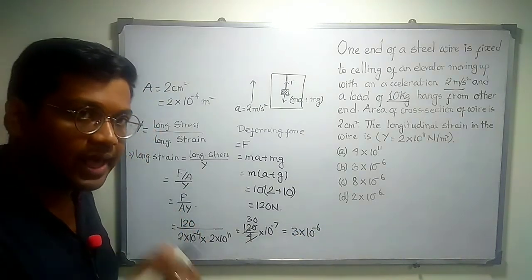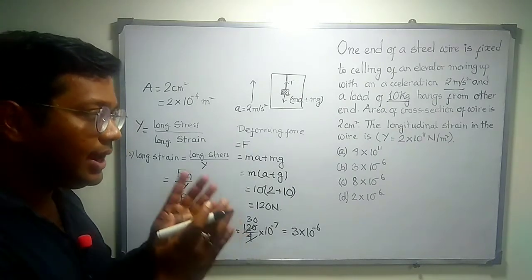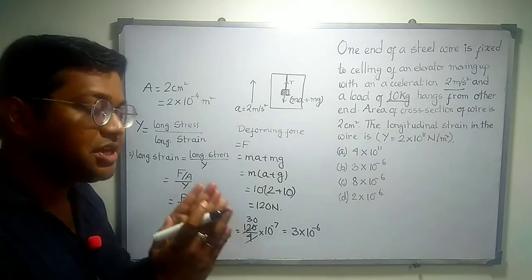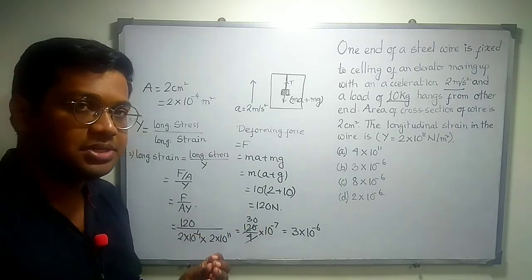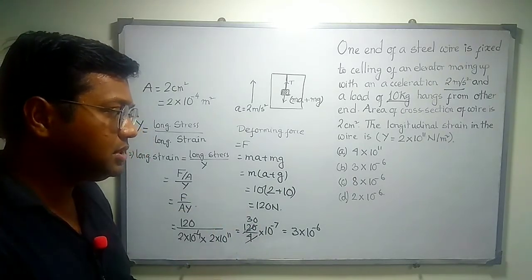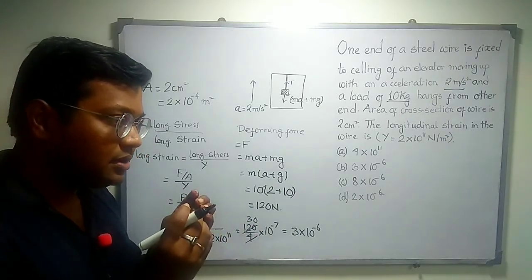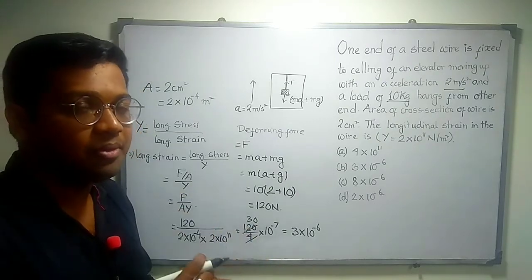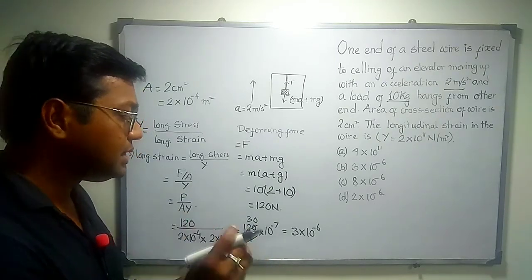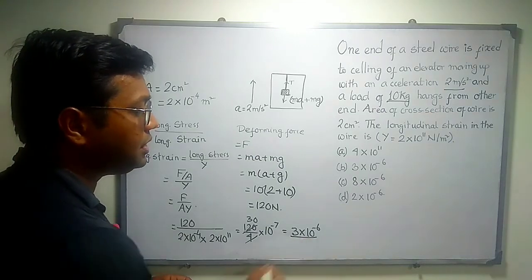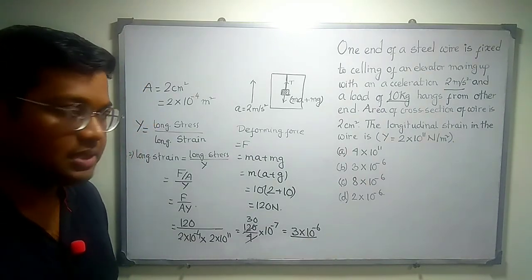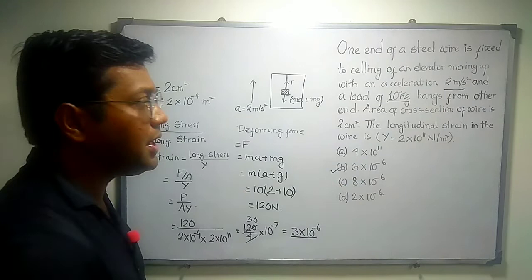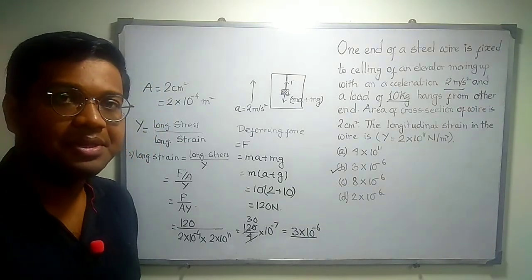Longitudinal strain, I repeat again, is the ratio of the change in length divided by the initial length. Since both are lengths, the ratio of the same type of quantities, longitudinal strain has no unit. The answer is 3 into 10 to the power minus 6, and option B is the correct answer here. Thank you all of you.